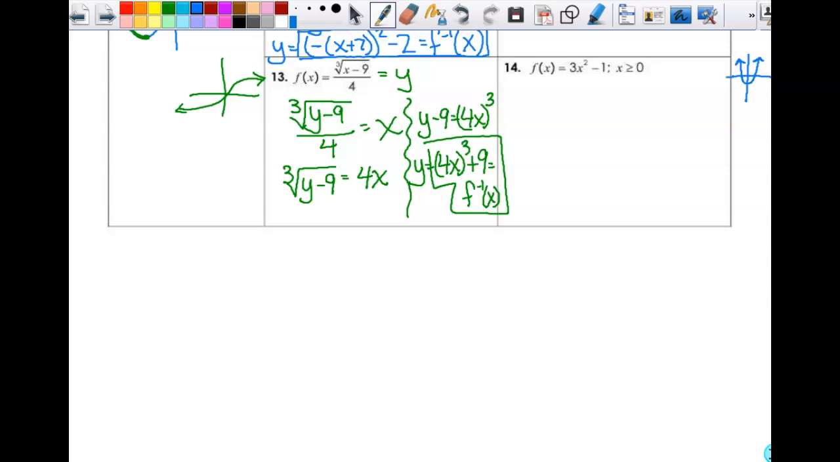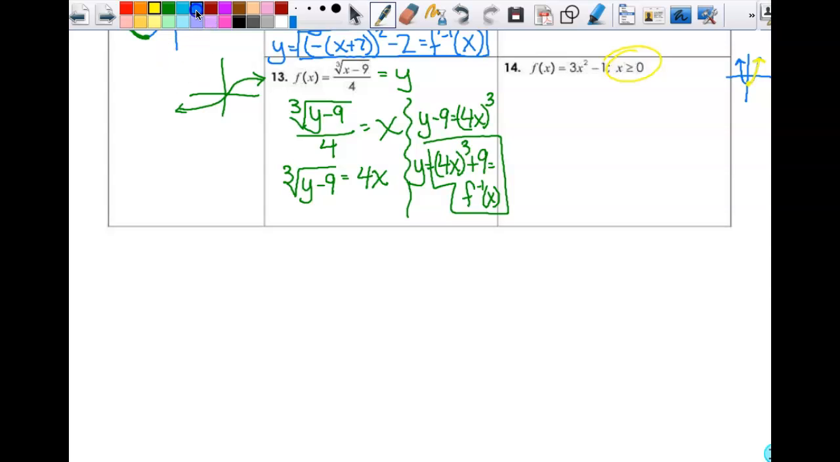But there's this restriction here that says x has to be greater than or equal to 0. So x is greater than or equal to 0 right here. So I don't get to use the whole thing. I only get to use that right-hand side. Is just that right-hand side a one-to-one function? Yes. If that's all I have, then I'm good. If I had the whole thing, then the answer is no.